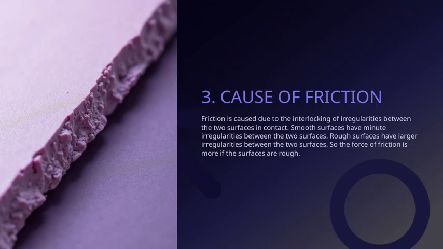Let's talk about the cause of friction. Friction happens because of the interlocking of irregularities between two surfaces that are in contact. Now, when surfaces are smooth, they still have tiny irregularities, but these are very small. On the other hand, rough surfaces have larger irregularities, which means they stick together more. So, the rougher the surface, the greater the force of friction. This idea helps us understand why some materials resist motion more than others, which is a key point in understanding how friction impacts everyday objects and machinery.